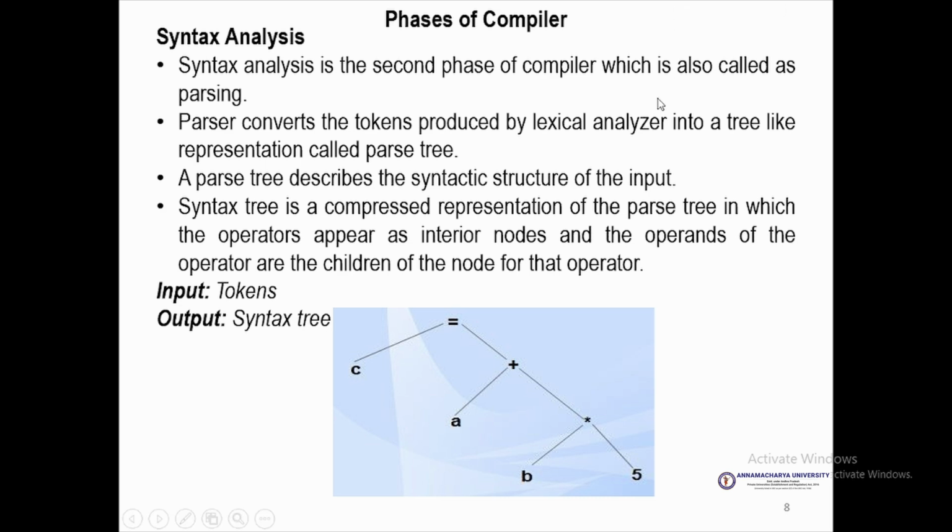Here it is shown as a syntax tree representation. Equal to is considered the operator, and the child C is the operand. Plus is the operator. B is called an operand. Star is the operator. B and 5 are called operands.